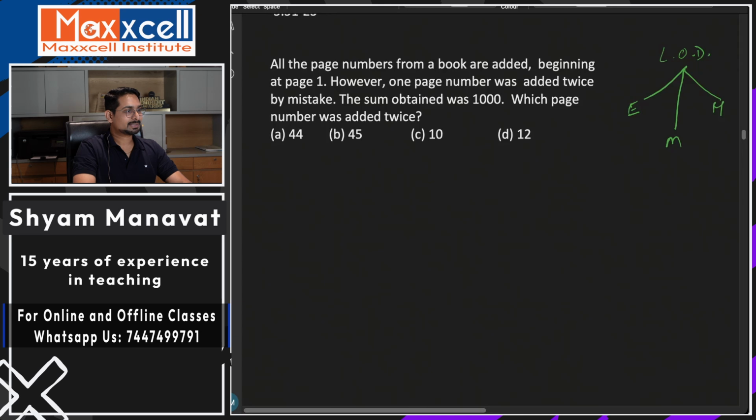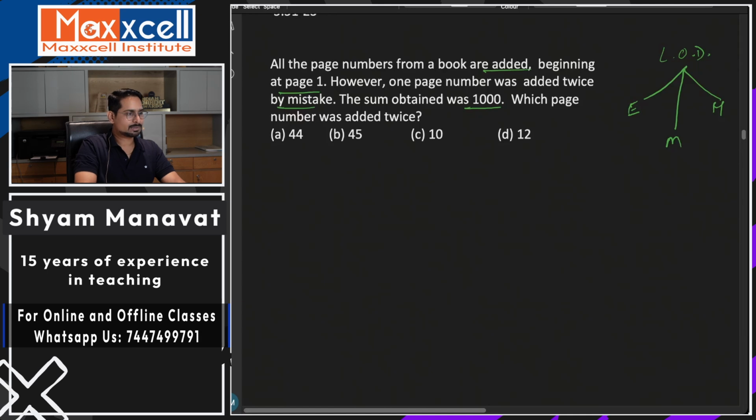Look at the question. The question says all the page numbers from a book are added, beginning from page number 1. However, one of the numbers was added twice by mistake. That means the sum, when you add, is going to be more than the actual sum, right? The sum obtained was 1000. Okay, that's the wrong sum. Which page number was added twice?